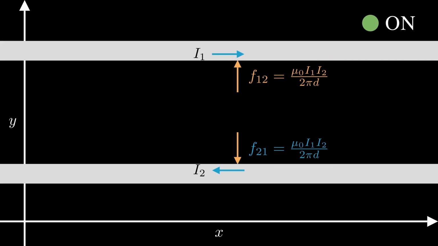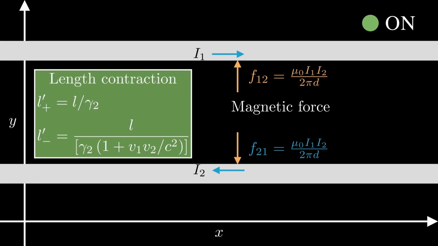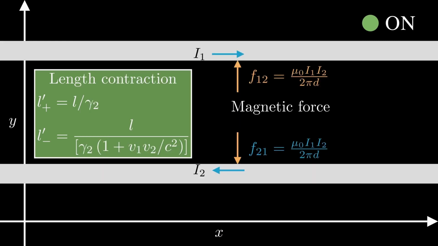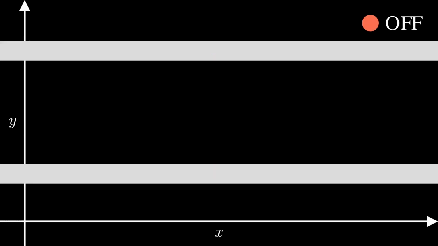This force depends on the magnitude of the currents in the wires instead of charges and is known as the magnetic force. The relation for the force that we arrived at using the concepts of relativistic length contraction is nothing but the well-known expression for the magnetic force acting between two current-carrying conductors that we previously demonstrated experimentally. Therefore, the very existence of the magnetic force between current-carrying conductors is a consequence of relativistic length contraction.